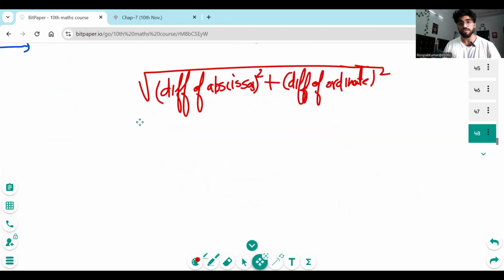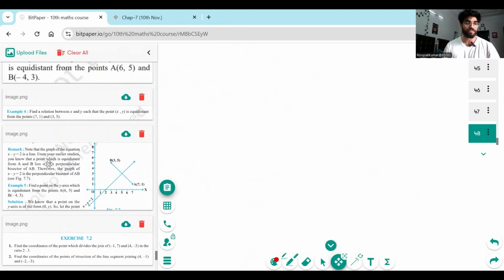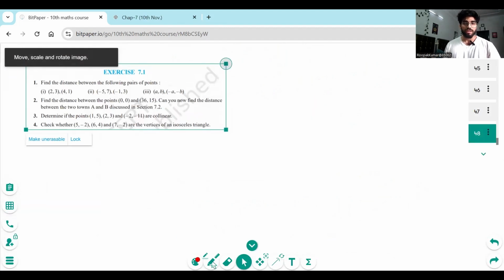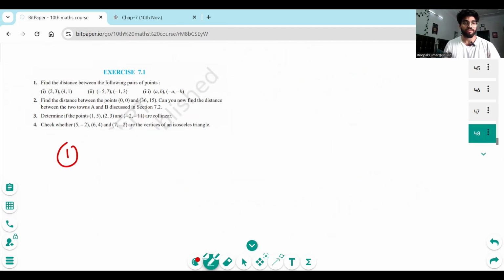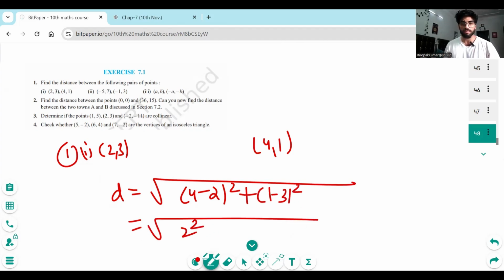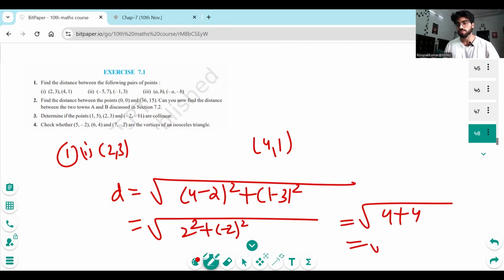Okay, now we know what is distance formula. We are going to dive into it. The first question of the NCERT, Exercise 7.1. Let's do a couple of questions. Let's do the first question, first part, that is 2, comma 3 and 4, comma 1. We have to find the distance. You know the formula, that is the difference of the x coordinate, 4 minus 2. You can write 2 minus 4 also, doesn't matter. 1 minus 3 squared. So that is 2 square plus minus 2 square. That is 4 plus 4, which is 2 times 4. So 4 will come out. That is 2 root 2. So 2 root 2 units is the distance between them.